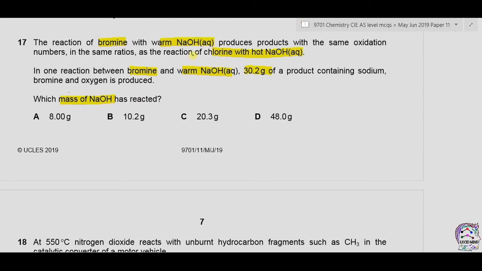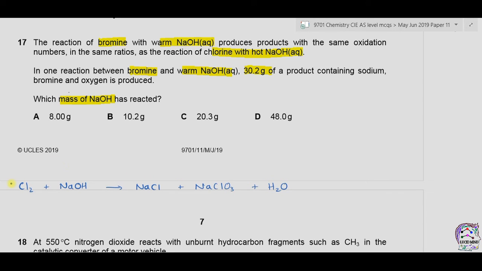They have given a hint of disproportionation reaction in which chlorine reacts with hot sodium hydroxide. So the reaction of bromine will be the same and the molar ratios are also same. So we can write the balanced equation. As in hot alkali, chlorine reacted with sodium hydroxide to form sodium chloride, sodium chlorate and water.